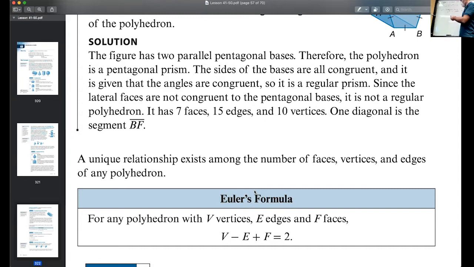So yeah, we're just going to plug in 12 for V. So we get 12 minus 18 for edges plus F equals 2. So let's see, that's negative 6 plus F equals 2. So you just add 6 to both sides. F equals 8.